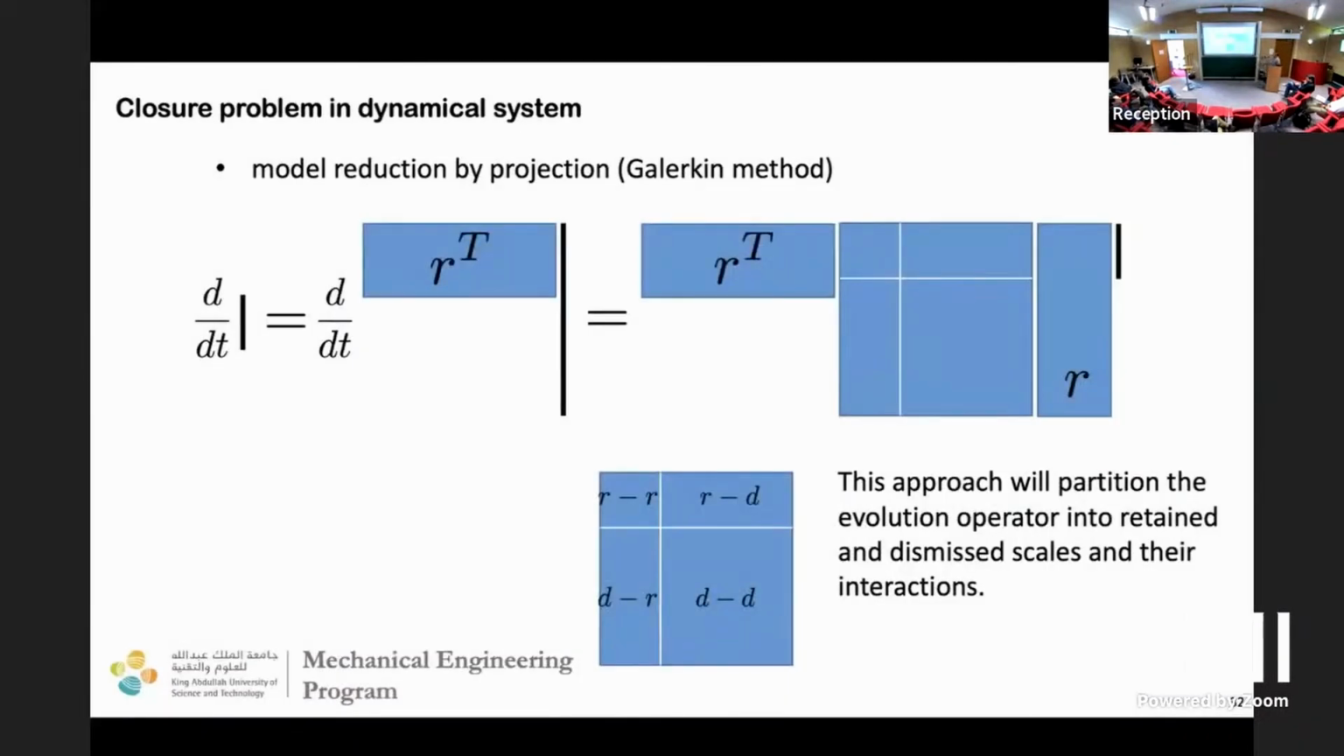So the standard technique then is we're going to project onto our retained states. So this is our transpose. And we're going to reduce our large system into a small system, a DDE of a few coefficients. And that automatically partitions our evolution operator into a retained to retained, retained to dismissed, dismissed to retained, and dismissed to dismissed section. So it automatically partitions this one out.